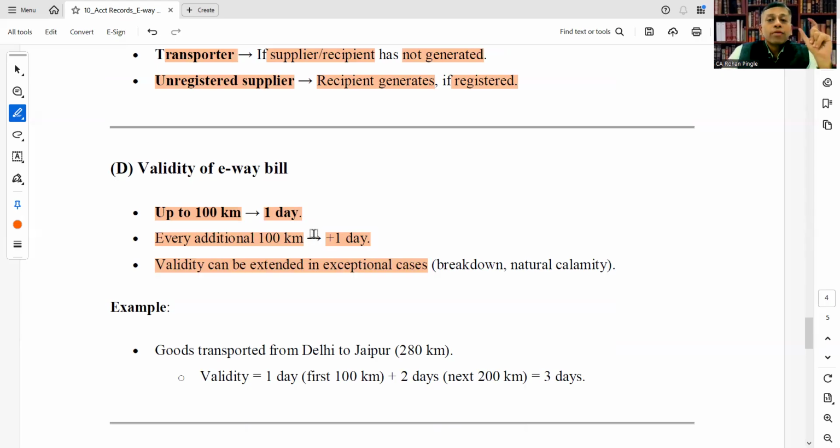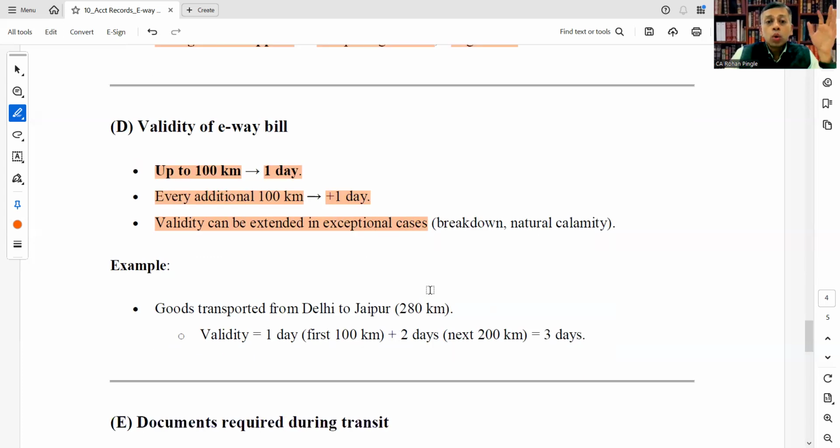So once an e-way bill is generated, it is valid up to 100 kilometers for 1 day. Means if you are traveling only 80 to 90 kilometers, that e-way bill is valid for 1 day. But if it is more than 100 kilometers, for every additional 100 kilometers, 1 day of validity is added. And validity can be extended in exceptional cases like breakdown or natural calamity.